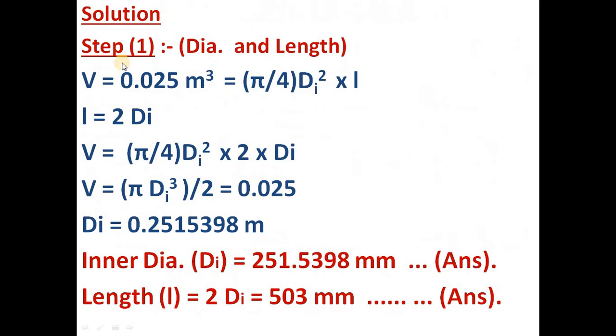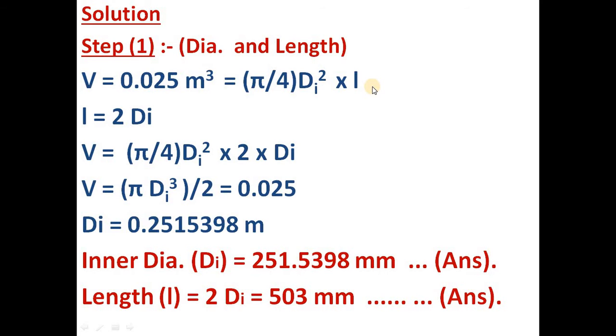First step is to find out the diameter and length. That can easily be found from the volume itself. We know the volume equals 0.025 meter cube, given in the problem. But what is volume? Cross-sectional area into length. Cross-sectional area means pi by 4 d square, into length. It is given in the problem that L is equal to 2 Di.